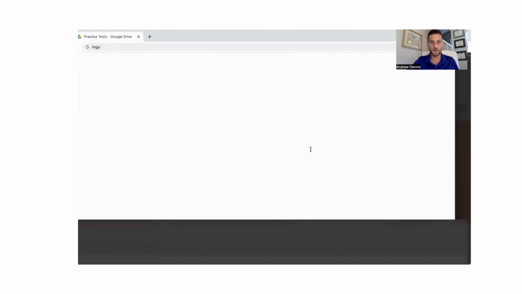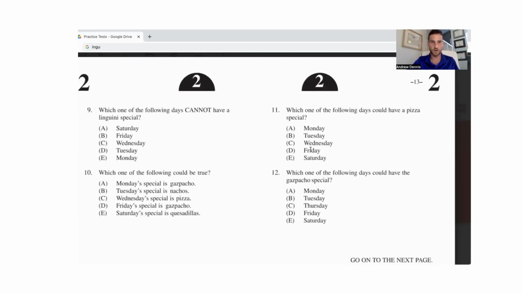Watch what happens here for 9, 10, 11, 12. Which of the following days cannot have linguine special? Holy bananas, look at my rule. L cannot be Tuesday. The answer to that one is clearly D. Next question. Which of the following could be true? Monday special is gazpachos. Well, if you look at my thing, it says G cannot be Monday. So no, we can eliminate A.